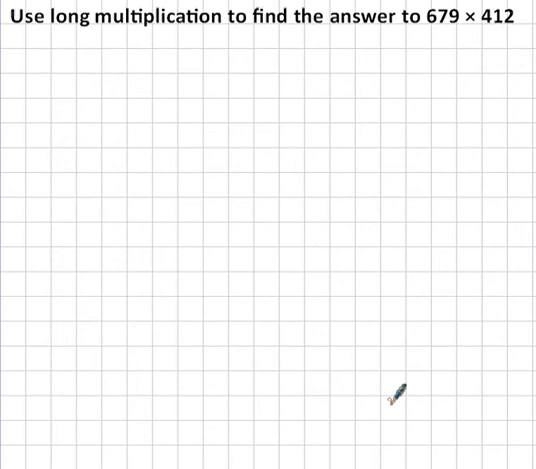In this video, I'm going to show you how to use long multiplication to multiply 3-digit by 3-digit numbers. I'll do 2 examples, and here's the first one. Use long multiplication to find the answer to 679 times 412.